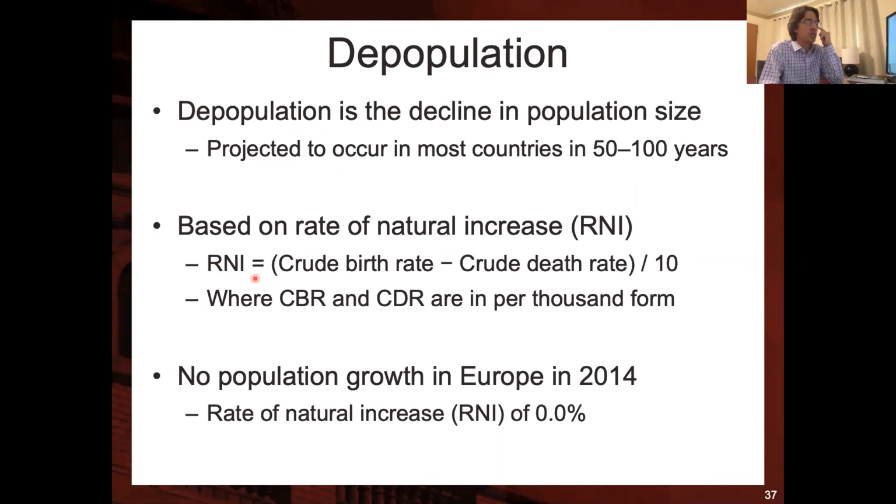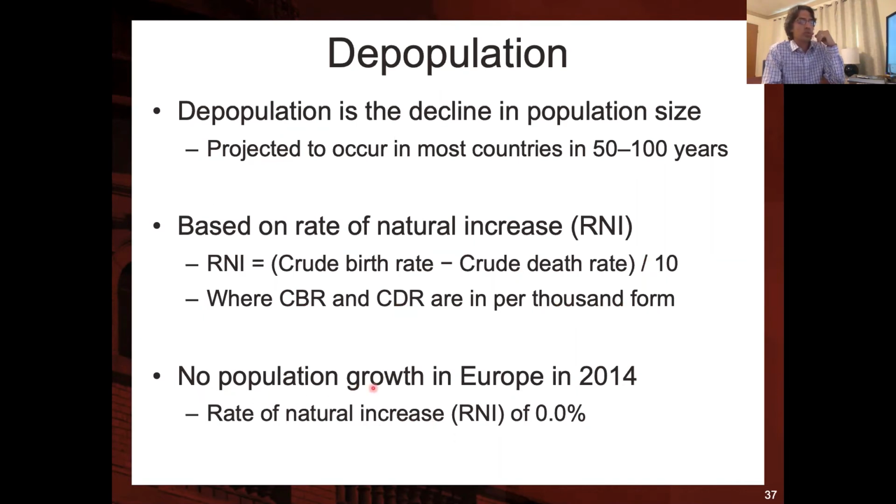The rate of natural increase, how do you calculate it? It's kind of simple. Start with the crude birth rate. How do you calculate the crude birth rate? The number of births in a specific country in a specific year divided by the population in that country in that year. Crude death rate: the number of deaths in a specific country in a specific year divided by the population. One minus the other, divided by 10. Since the crude birth rate and the crude death rate are per 1,000, if you divide by 10, the rate of natural increase gives the information in percentage form.